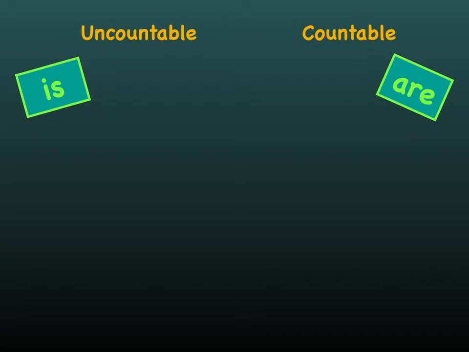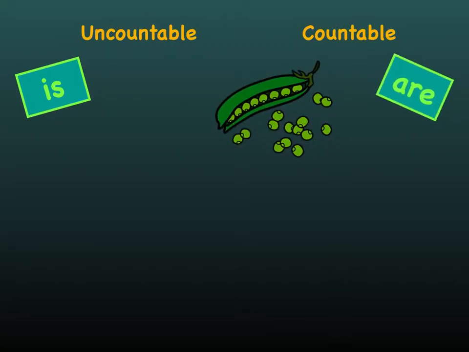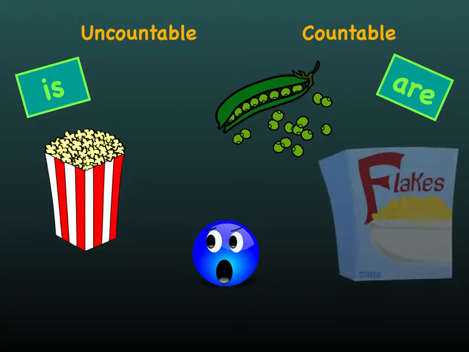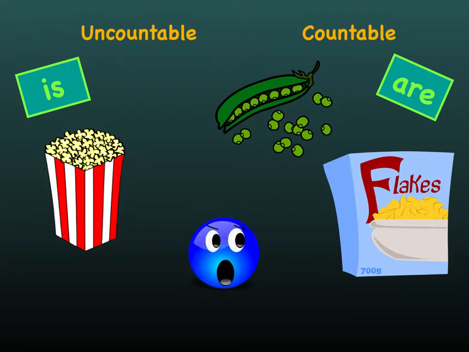Now, peas are countable. That's okay. But popcorn is not. That's not okay. And cornflakes are countable. So you can see that the logic is not very good in some cases. This can be pretty difficult to understand, but more examples will give you a good general understanding.